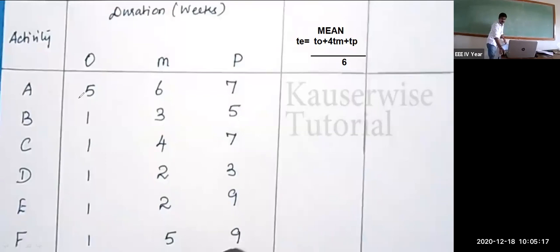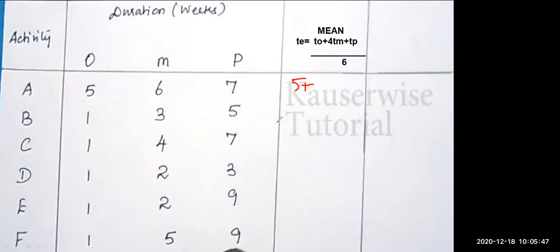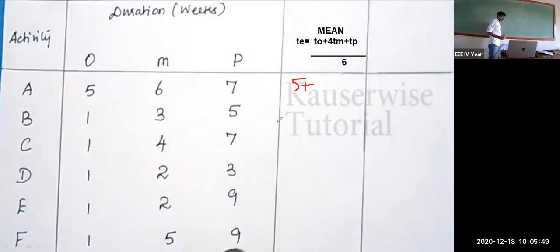Can anybody tell me what is the mean value of A? Because based on the formula, I have given a formula also. So make it fast. Activity A, for activity A, what is the mean value based on the formula? Tell me please. 5 plus? 24 plus 7 by 6. So what is the value we'll get? Please fast.